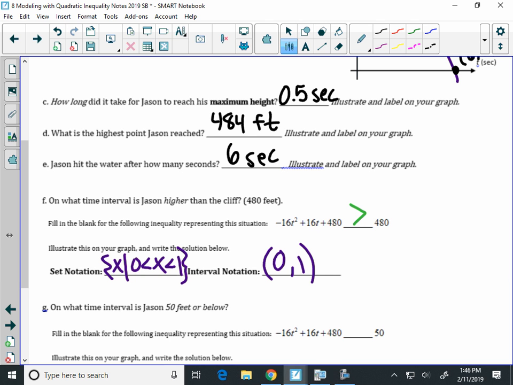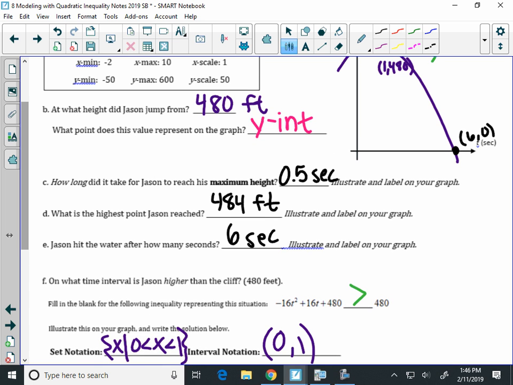Now the next part says, on what time interval is Jason 50 feet or below? So if I'm writing an inequality, what inequality symbol would I use for 50 feet or below? Less than or equal to. Right? He could be at 50 feet or less than 50. So if I go to my graph, let's sketch that real quick. So we're somewhere down here, y equals 50. And when I think about what part of the graph I'm looking at, just that part right here is going to highlight once it unfreezes. Why do I not highlight anything on the left-hand side? Why is it only going to be this part over here?